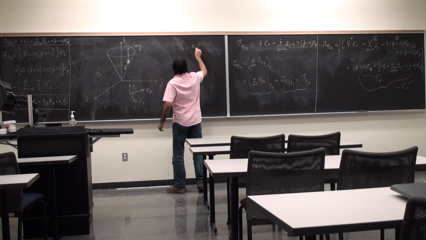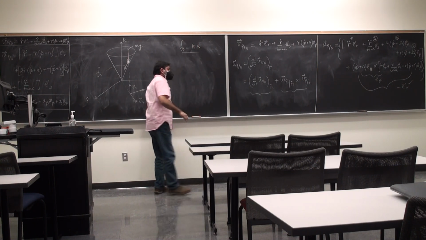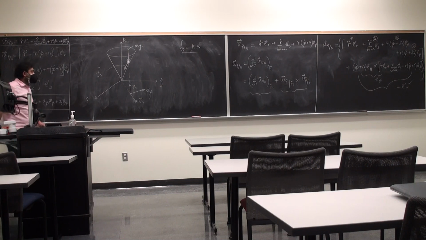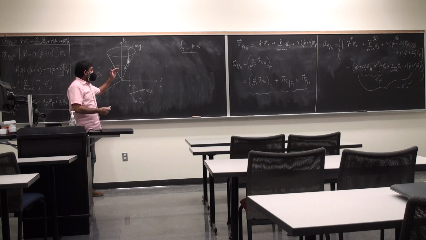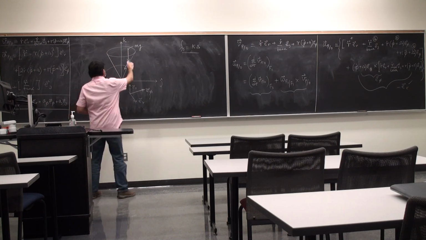I'm just going to write it as Fs, which is k times delta, which we need to calculate. We haven't done that yet. That's the spring force. That's along the line joining the particle and the spring. Normal force is between the particle and the inner surface of the tube or the cone, which means it is going to be pointed in the normal direction.